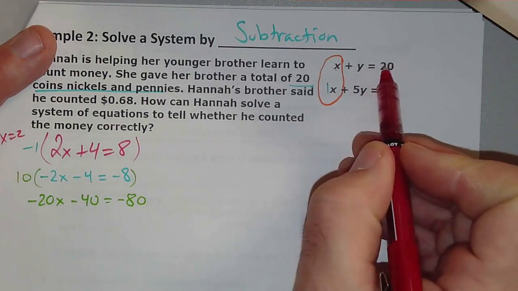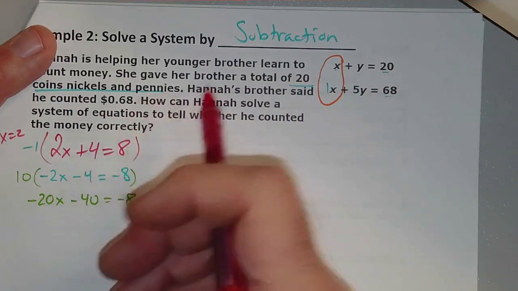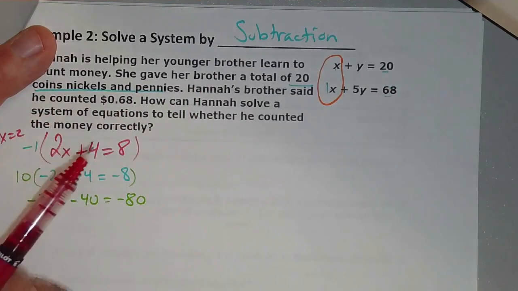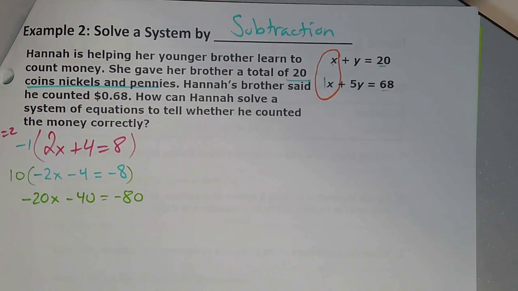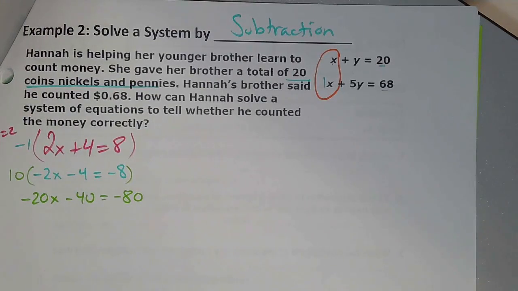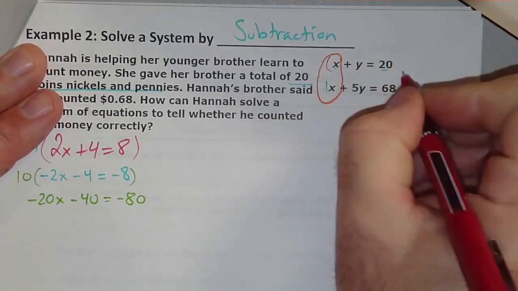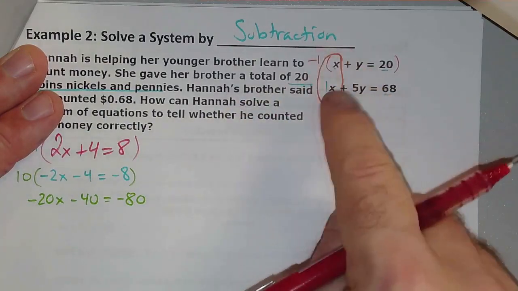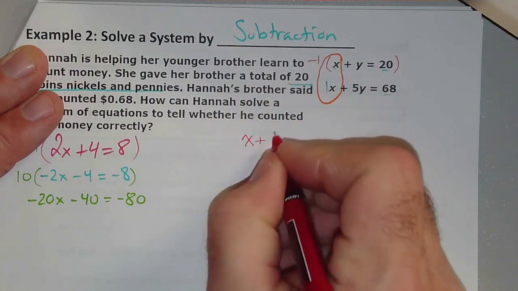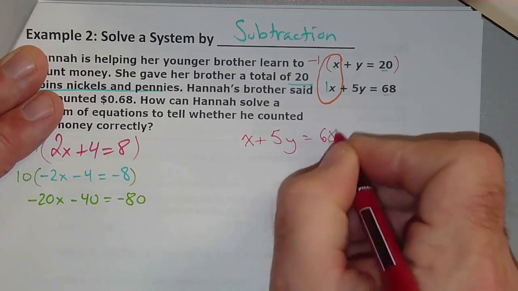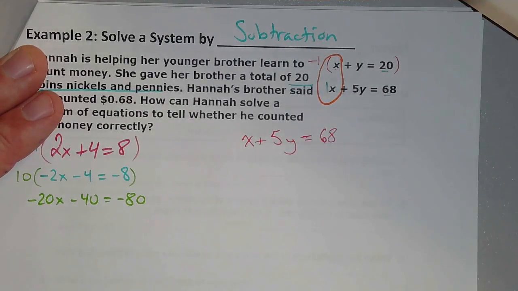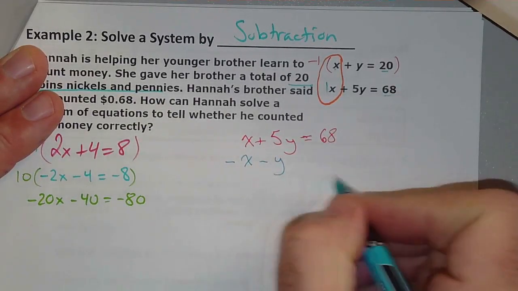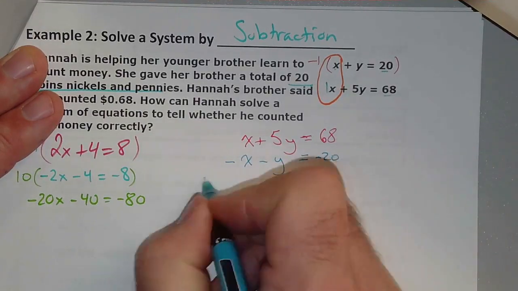If we make the top one negative, we'll do 68 minus 20. That sounds pretty good. If we do the bottom one as negative, we would do 20 minus 68. That sounds more complicated. Now, either way we do that, we're going to get the same answer. But for ease of effort, let's just do the top one. So I'm going to write this, x plus 5y equals 68. Then I'm going to rewrite this one after the multiplication: negative x minus y equals negative 20.